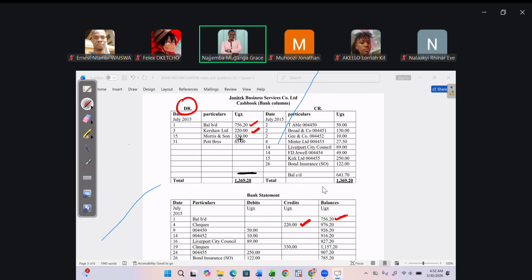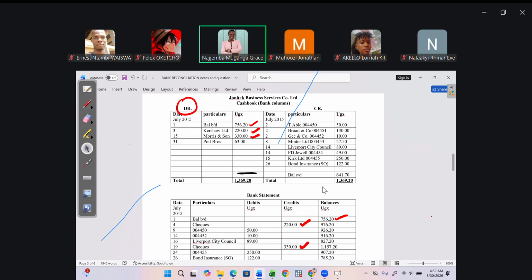We have 330 on the debit, Morris and Son. In the bank statement, okay, they just generalized as checks, 330. Credit side, right amount, right side. We tick. 330, 330 on the debit in the cash book, credit side in the bank. Port Bros, 63. Do we have it? 63? No, we don't. We leave it. We move to the credit side.